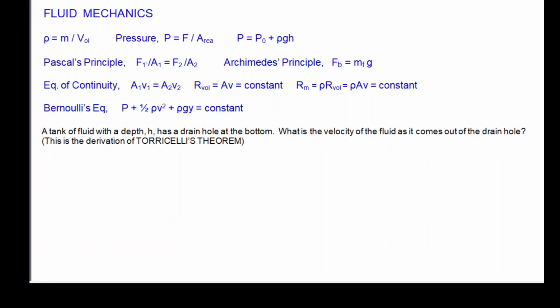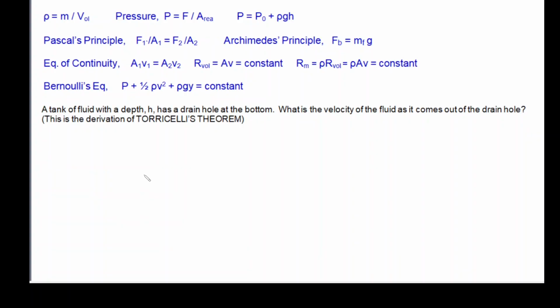Let's do some problems. A tank of fluid with a depth h has a drain hole at the bottom. What is the velocity of the fluid as it comes out of the drain hole? This is actually a derivation of Torricelli's theorem, which gives the speed of efflux from the tank. So why don't we draw this?